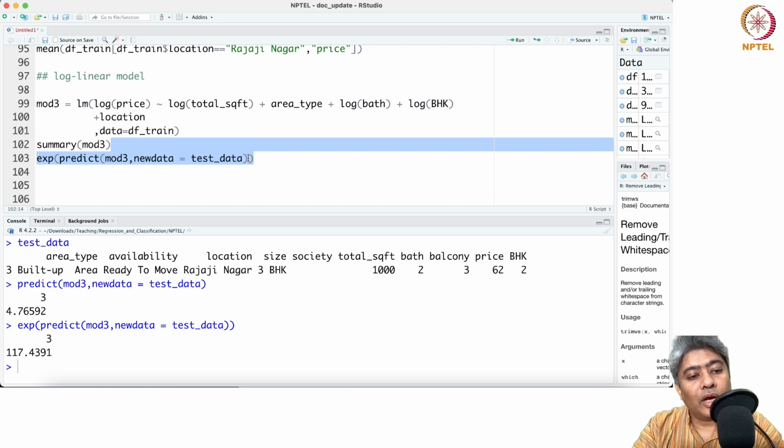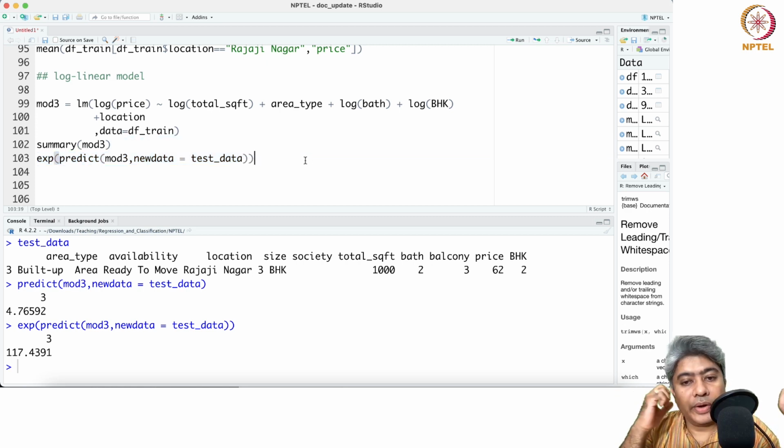So it is now giving me 107. Okay, so I don't know how good or how bad it is. This model looks good, but it seems to be giving slightly undervalued results. Now, is it the right model?